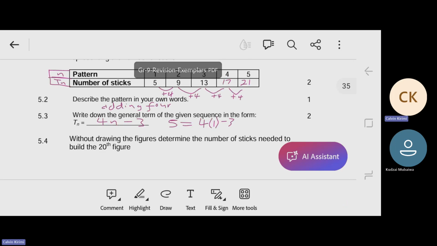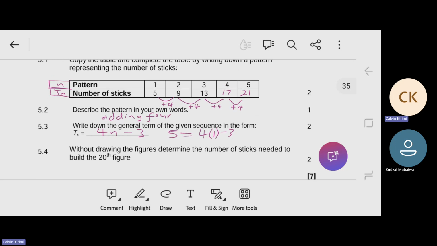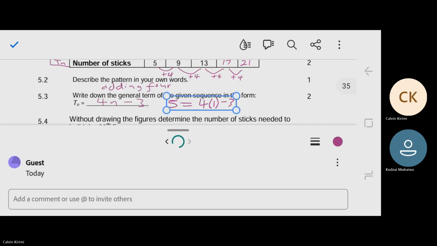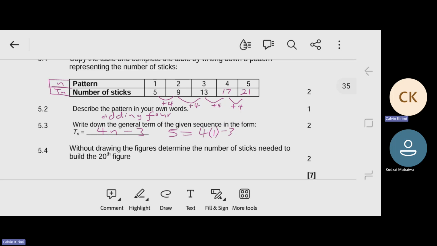I was saying, did you check the rule if it's correct? Yes, sir, but it's not working. Your output is 5. It's not working. How did you see that it's working? Oh, I said 4 multiplied by 2 minus 3.